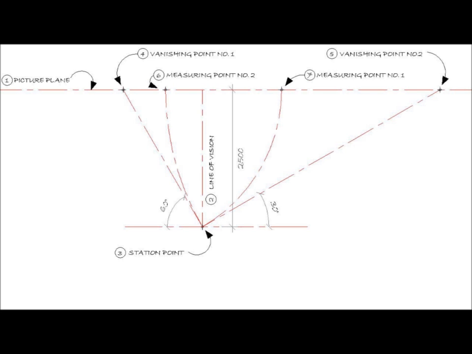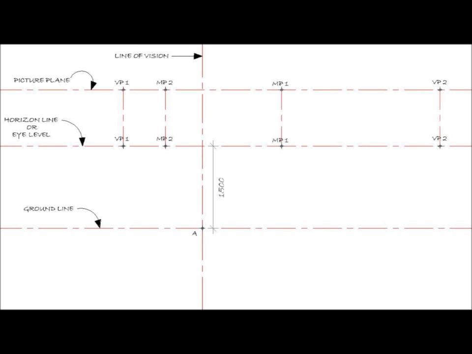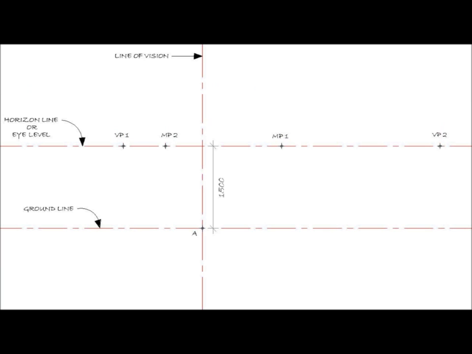Drawing arcs from vanishing points 1 and 2 will give you the measuring points 2 and 1 on the picture plane. Then draw the horizon line or eye level roughly at the center of the paper. And then below the horizon line, draw the ground line at a distance of 1500, which is our eye level. Then transfer both the vanishing points and the measuring points onto the horizon line with vertical lines. So now we have the basic apparatus, that is the line of vision, the horizon line, the ground line, the vanishing points and the measuring points.